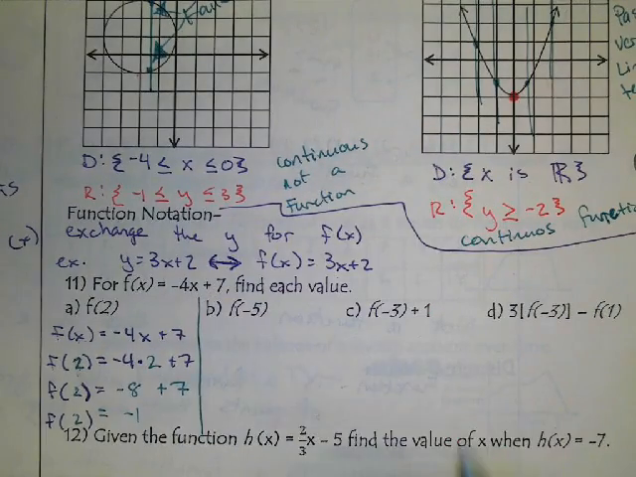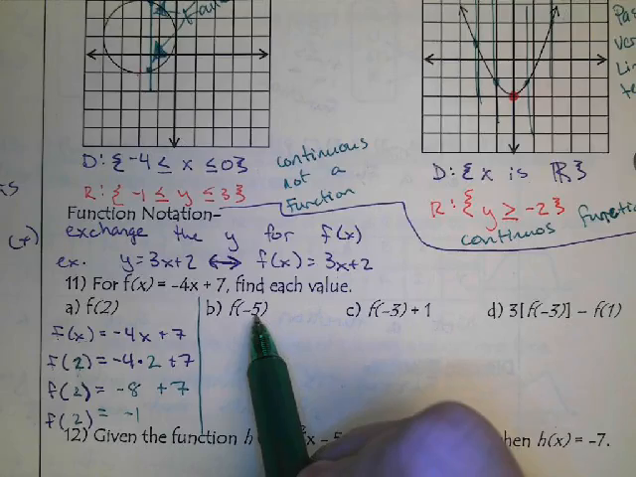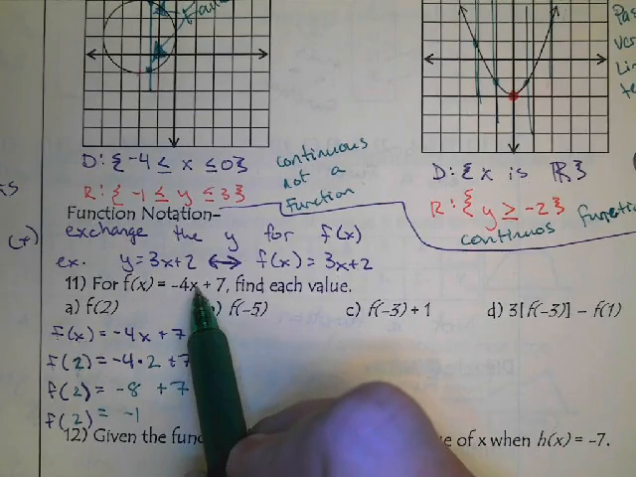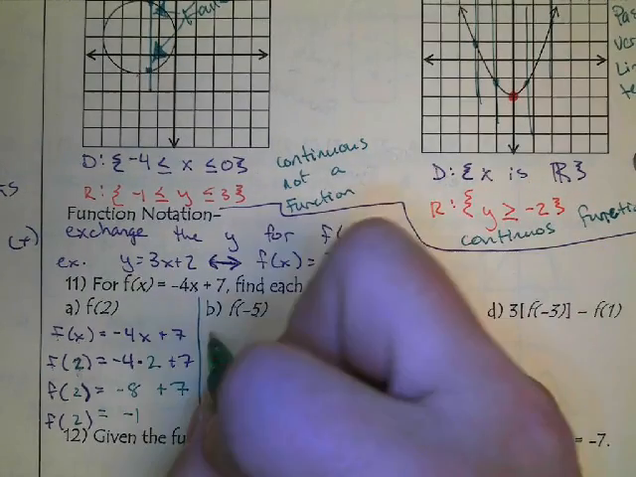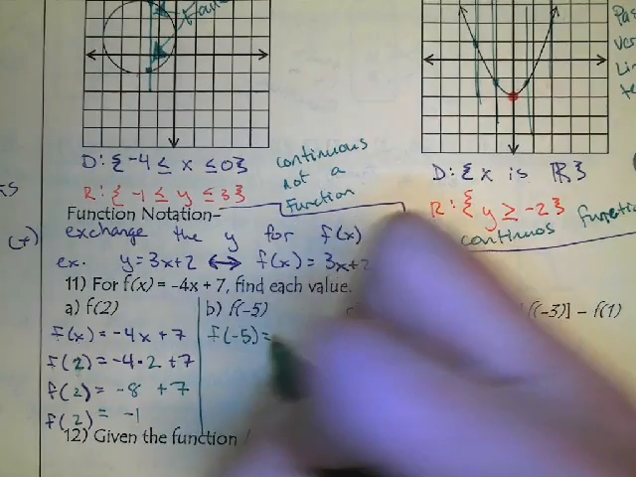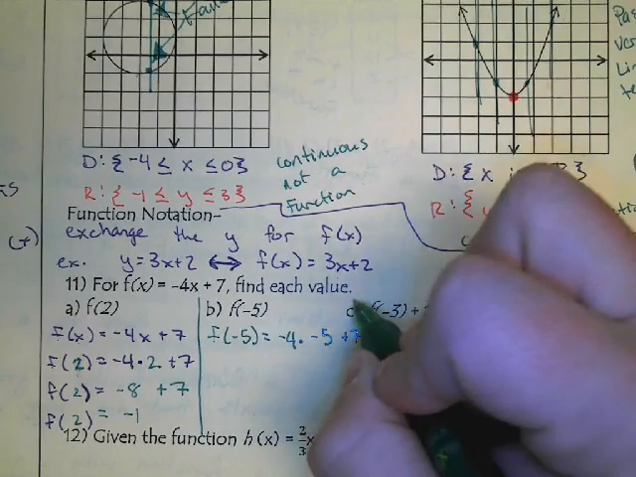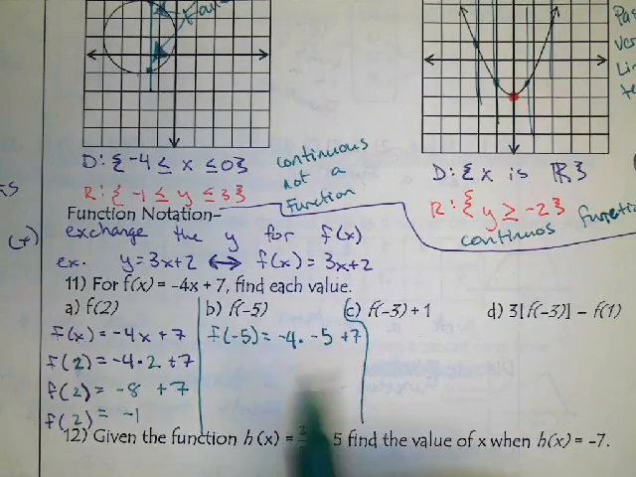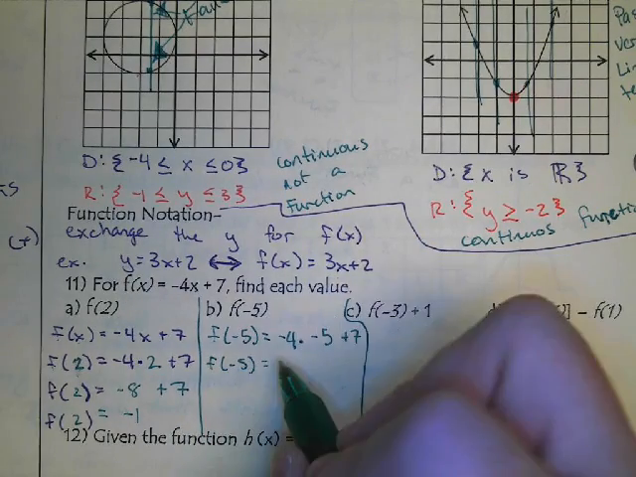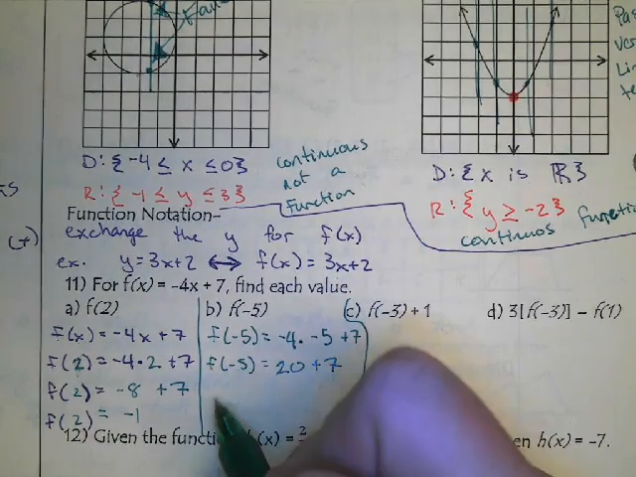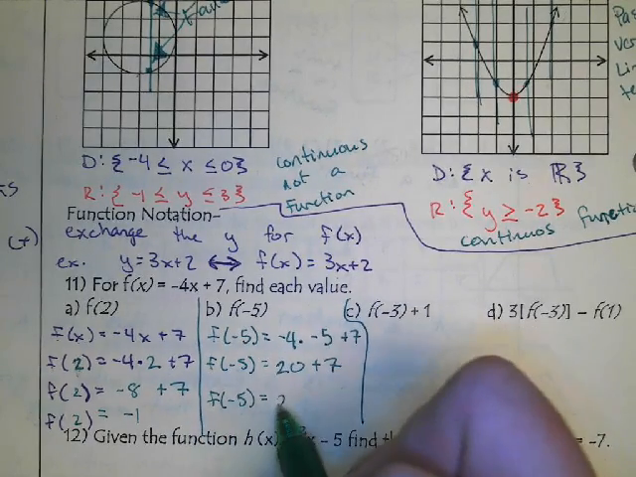Let's do another example. It's the same process. This x has turned into negative 5, so that means my x in my equation is going to turn into negative 5. So I'm saying f of negative 5 is equal to negative 4 times negative 5 plus 7. So we'll multiply, and I have f of negative 5 is equal to negative 4 times negative 5 is 20 plus 7. So when my function has a negative 5 plugged into it, I get 27.